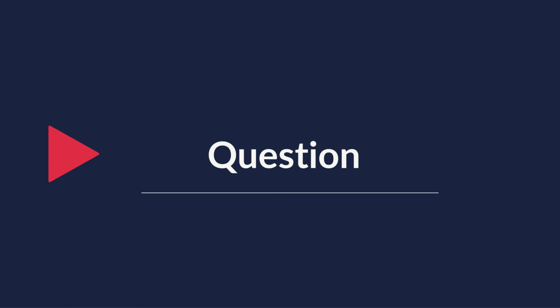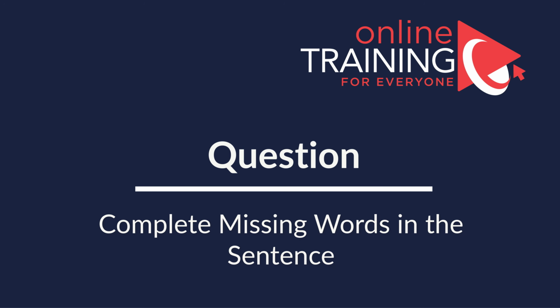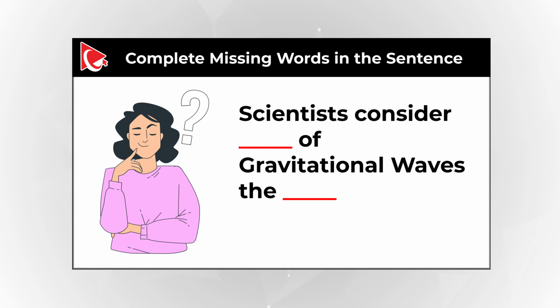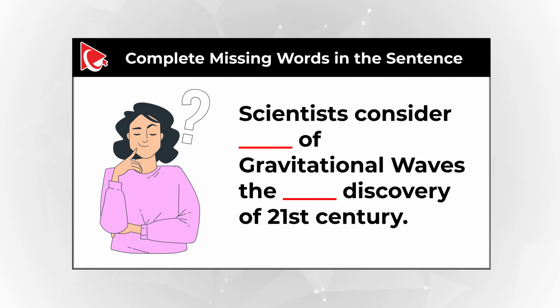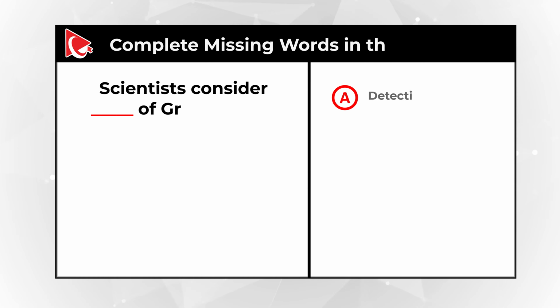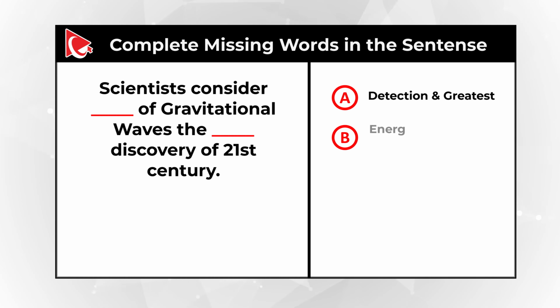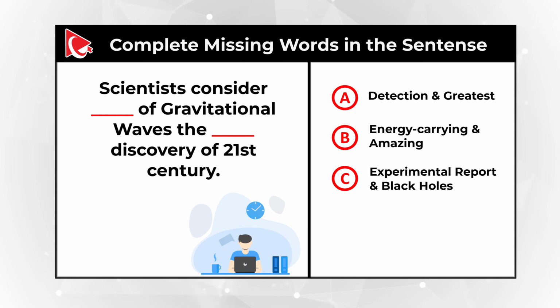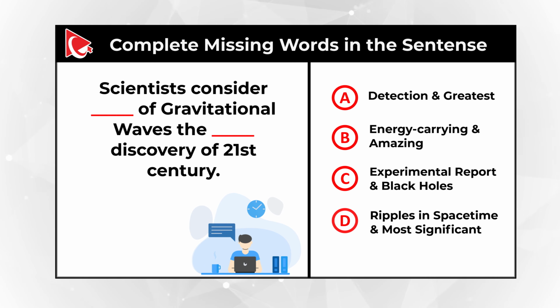Here's a very interesting question which may not be as simple as it looks. You're presented with the sentence, "Scientists consider something of gravitational waves the something discovery of the 21st century." You need to complete missing words and replace something in the sentence with one out of 4 different choices. Choice A, detection and greatest. Choice B, energy carrying and amazing. Choice C, experimental report and black holes. And choice D, ripples in space-time and most significant.